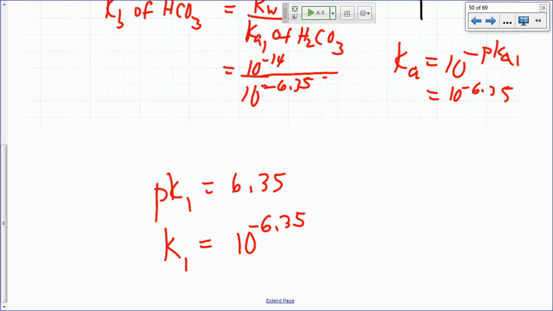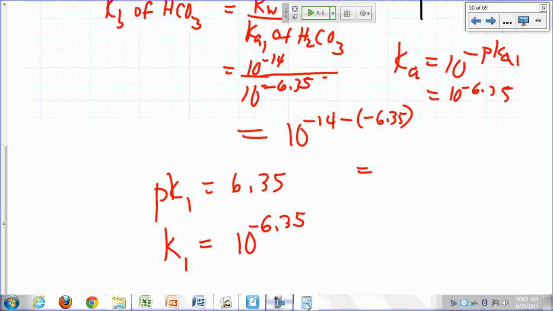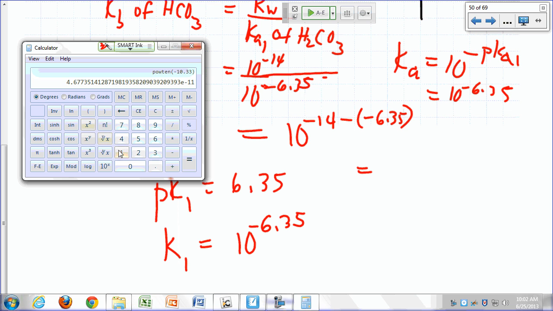P something means negative log of something. Okay? So what's 10 to the negative 14 divided by 10 to the negative 6.35? So that's 10 to the negative 14 minus negative 6.35. Okay? So negative 14 minus minus, so that's plus 6.35, negative 7.65.